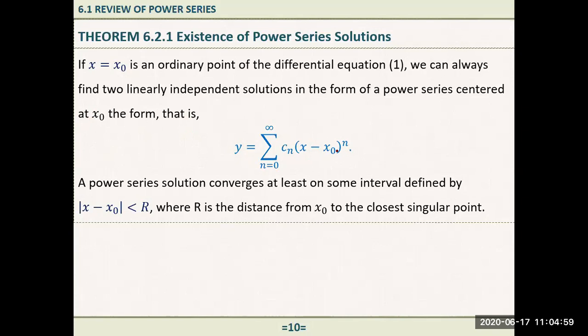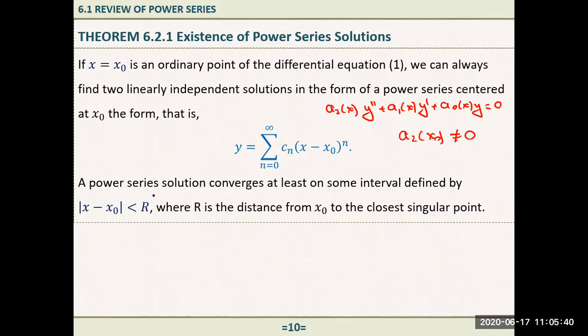So if you're talking about this differential equation, that is y double prime plus a sub 1 of x y prime plus a sub 0 of x y is equal to 0, that's homogeneous, right? And if you know that x sub 0 is not a singular point, that means that a sub 2 of x sub 0 is not equal to 0, then we can look for a power series solution of this differential equation in this form, and it exists, and we can find two independent solutions.